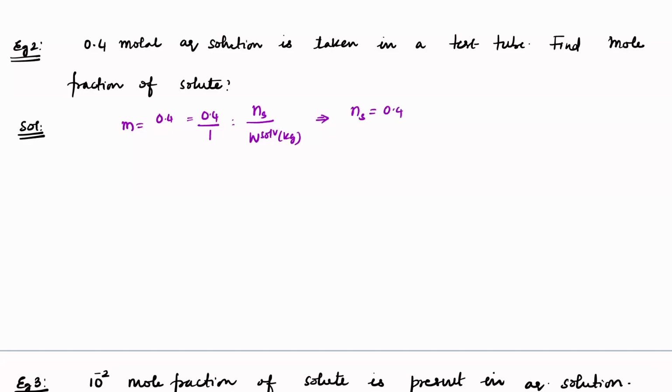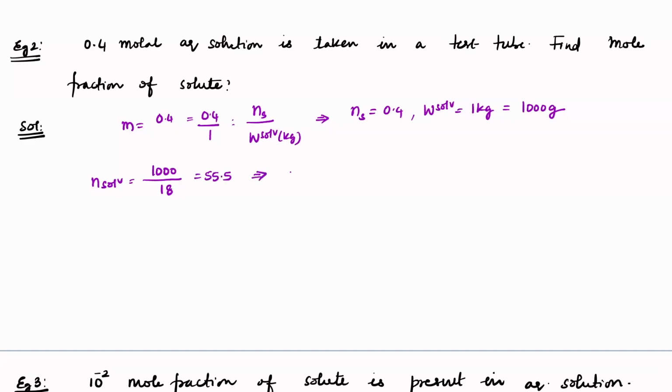Solute is 0.4. Weight of solvent is 1 kg. If solvent is 1 kg, I can write this as 1000 grams. So number of moles of solvent will be equal to 1000 grams upon molar mass. Since it's an aqueous solution, molar mass is 18. So when you divide by 18, you will get this as 55.5.